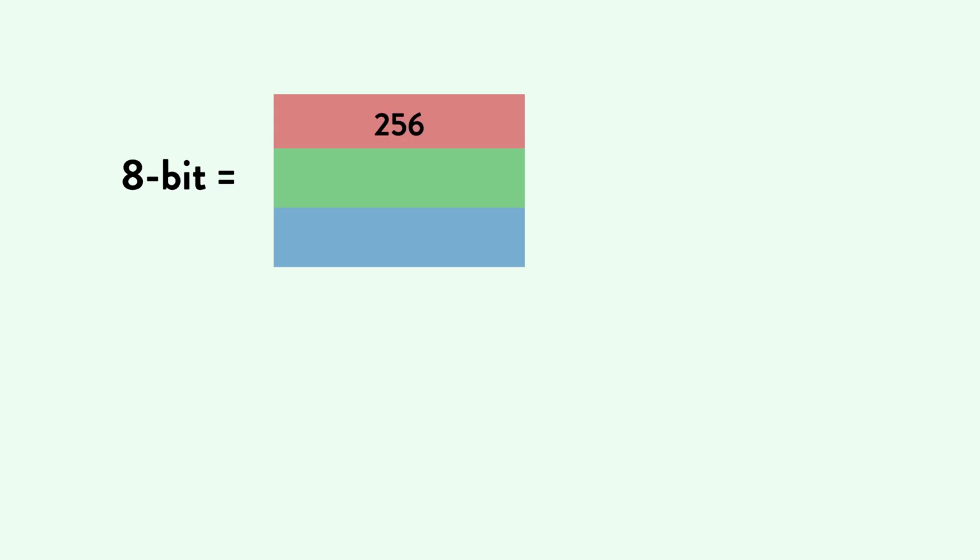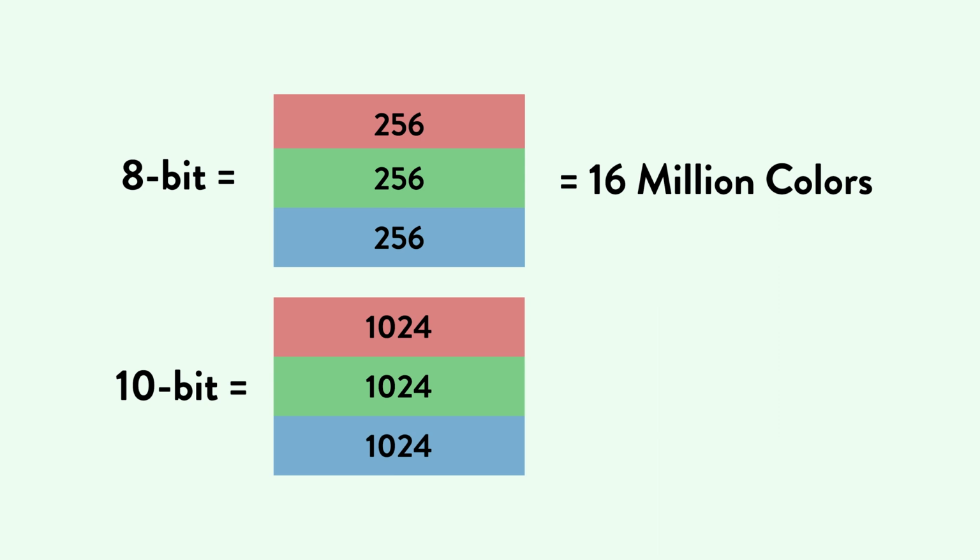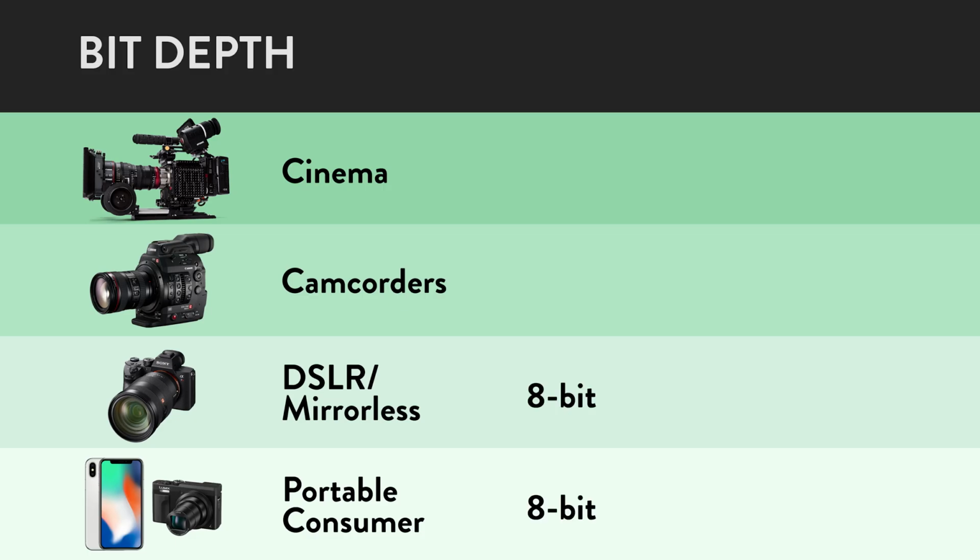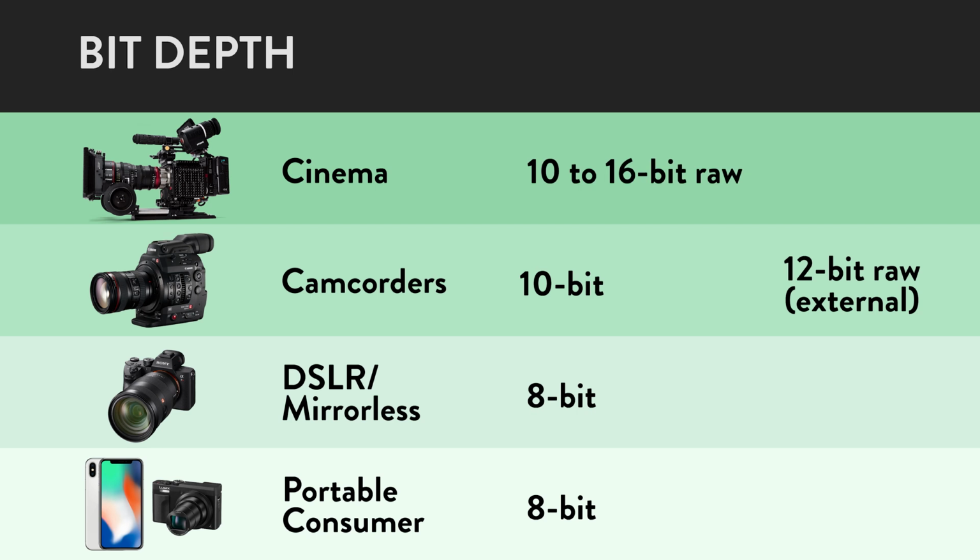Bit depth is the number of colors your camera can read. 8-bit reads 256 reds, greens, and blues. That's around 16 million colors. Whereas 10-bit reads 1024 of each color, and that's around 1 billion colors per pixel. Most consumer cameras are 8-bit, where pro camcorders and cinema cameras can record 10-bit and much higher.